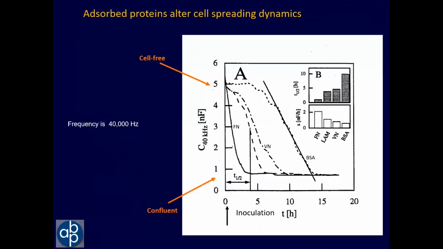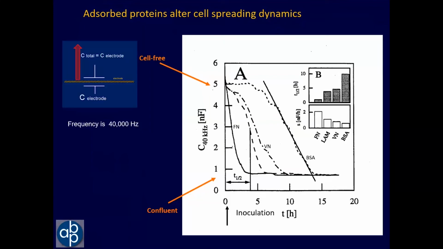Here's a look at cell attachment and spreading while we're following the capacitance at high frequency. The interesting thing here, it's very different than looking at resistance in that the capacitance, as the cells go down and put their membranes in series with the electrode, will drop. Here, the electrodes have been coated with either fibronectin, laminin, which is the second curve, vitronectin, or bovine serum albumin. The frequency, again, is high, 40,000 hertz. As the cells attach and spread, the capacitance drops.